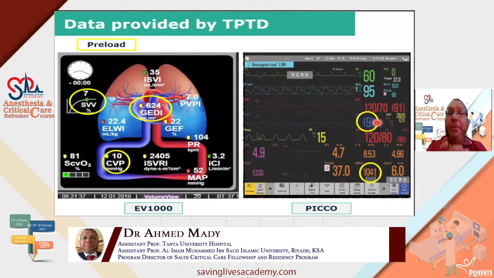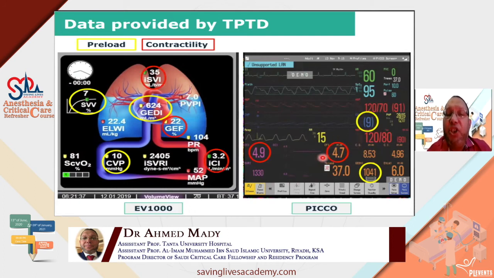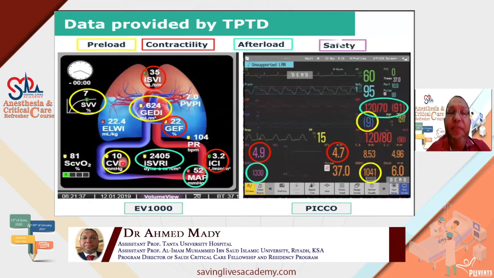If you think about the parameters that give you a clue about contractility, yes, we have global ejection fraction, stroke volume index, or we have cardiac function index or cardiac index on the other device, whatever it is. If you think about the afterload, we have SVR and MAP. Look at here. So interpret the parameters of the monitor, which is a fairly complicated monitor. When you think systematically, you can reach the diagnosis as well as the intervention you need to do. A very essential parameter to be added for transpulmonary thermodilution is safety.